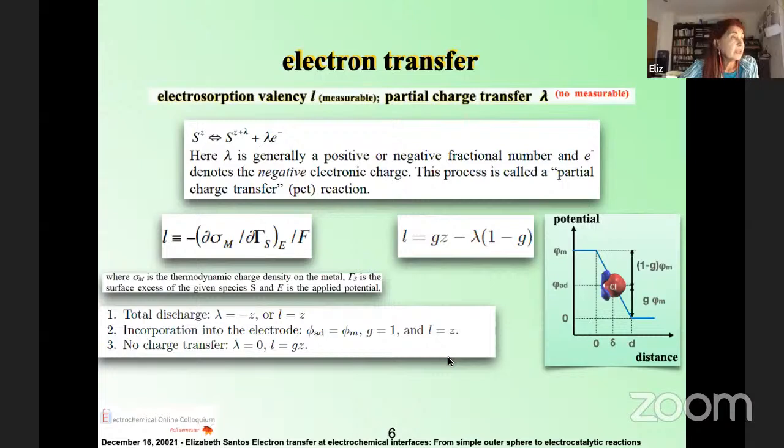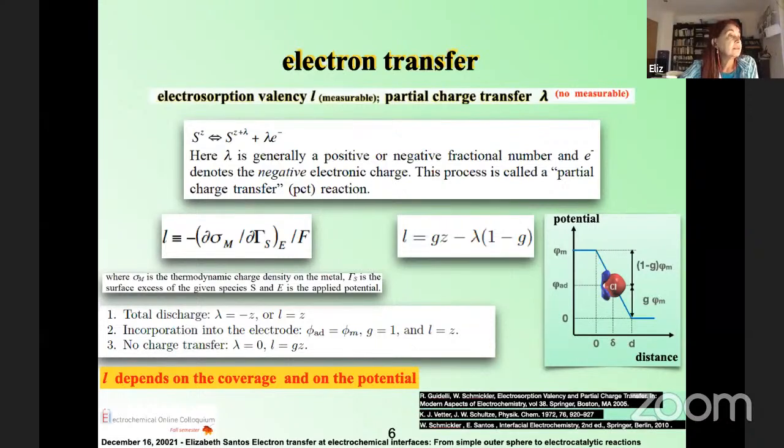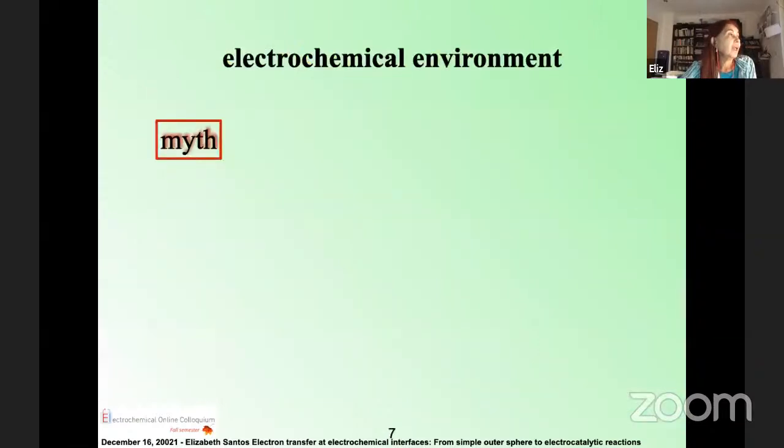Also, the electrosorption valency depends on the coverage and on the potential. There is very nice literature, a lot of work that has been done in this direction, and if you are interested you can take a look at it. This should perhaps be a topic for another colloquium.